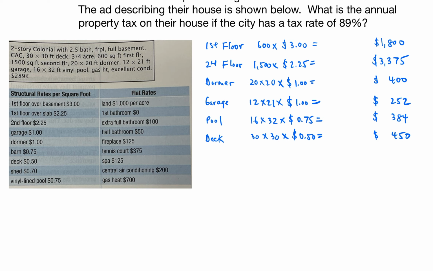All right. So I think that completes this side of the information that we're going to need. So we're going to move to this side. So here we're going to look at the land, and we're told that the land is going to be 3/4 of an acre. So 0.75 acres times $1,000. That's going to work out to $750.